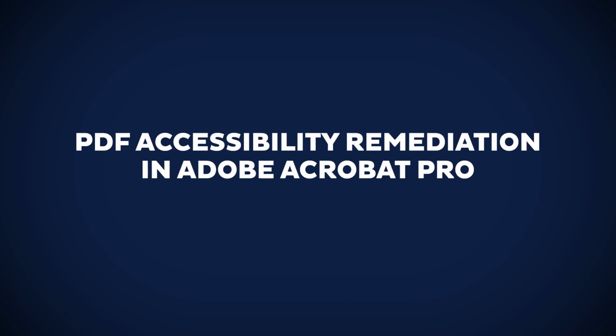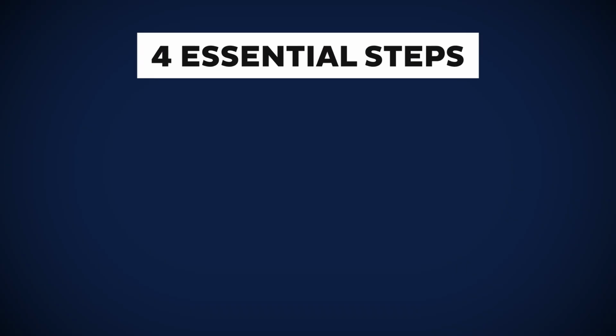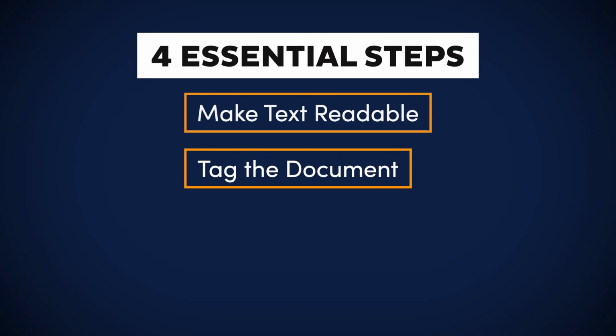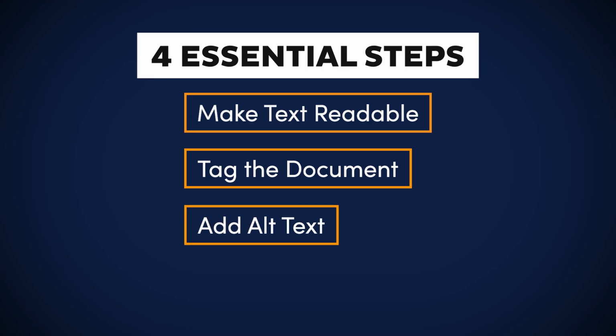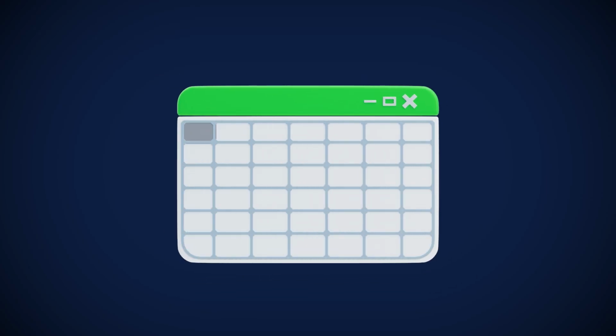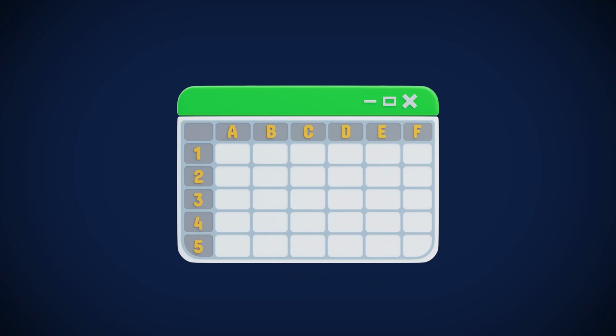In this video, we'll cover how to make your PDFs accessible using Adobe Acrobat Pro. We'll follow 4 essential steps: making text readable, tagging the document using the reading order panel, adding alt text to images, and updating the document's metadata. We'll spend a little extra time on tables because they're one of the easiest places for accessibility to break down.